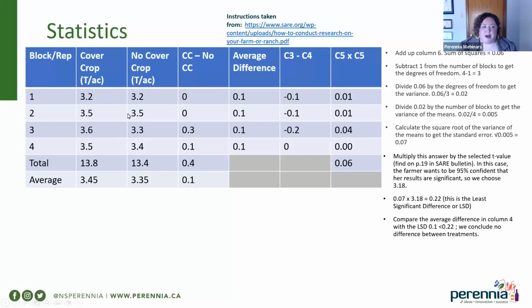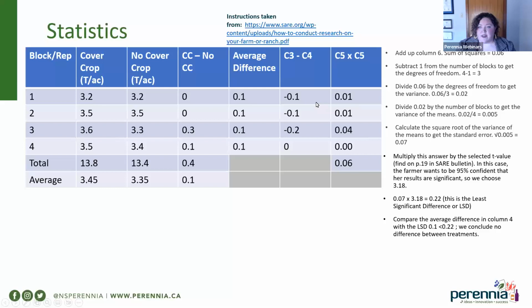So I've got 4 blocks or 4 reps, and I've got the yield from the cover crop area and the yield from the no cover crop area. We're just going to subtract one from the other for this column to get the actual difference. And then we're going to average it. And the average is our average difference between the two treatments.